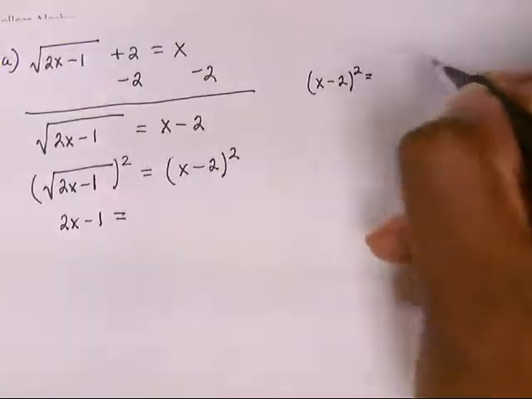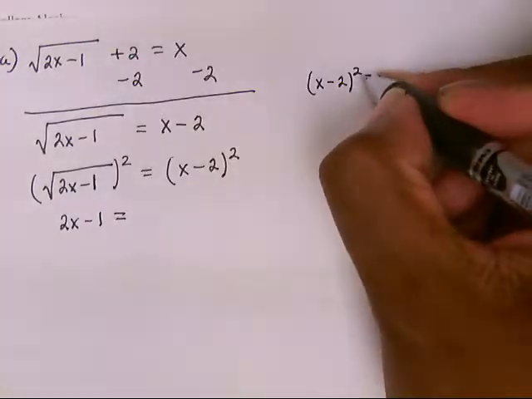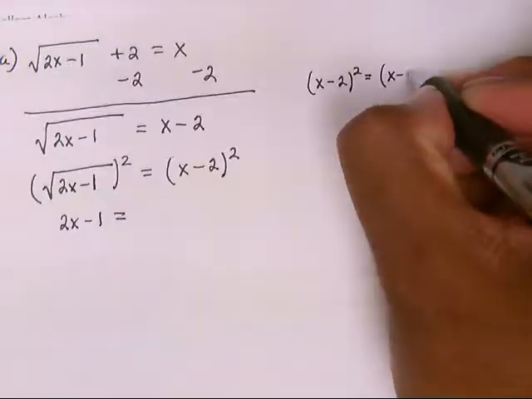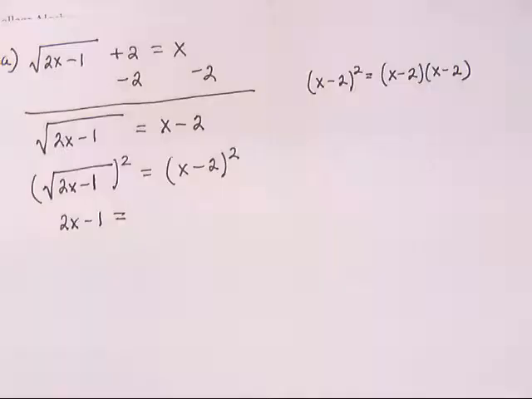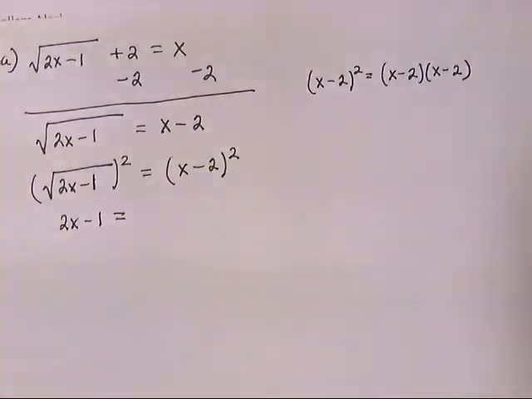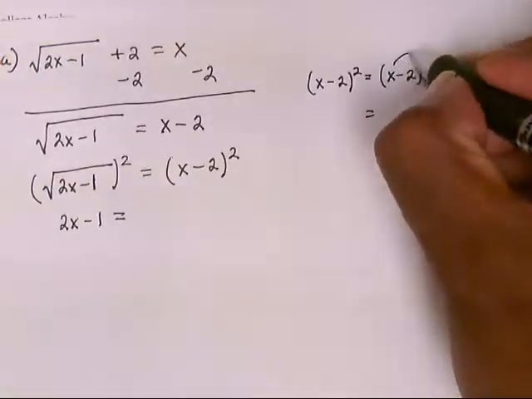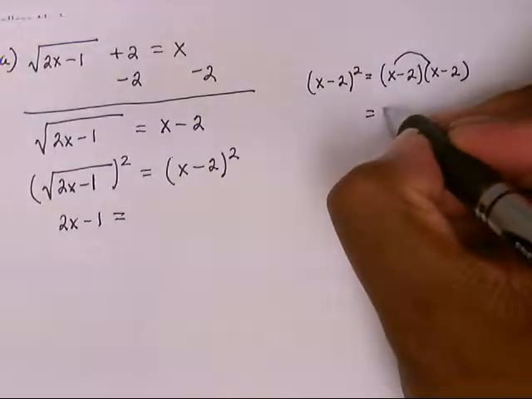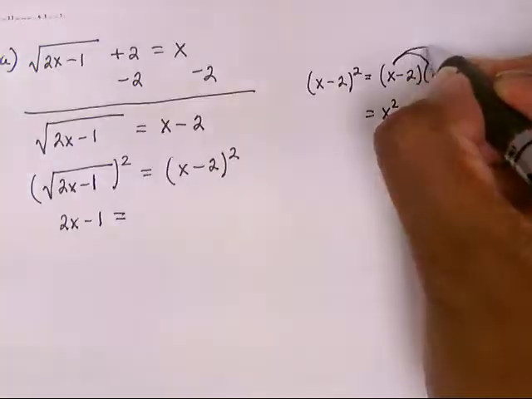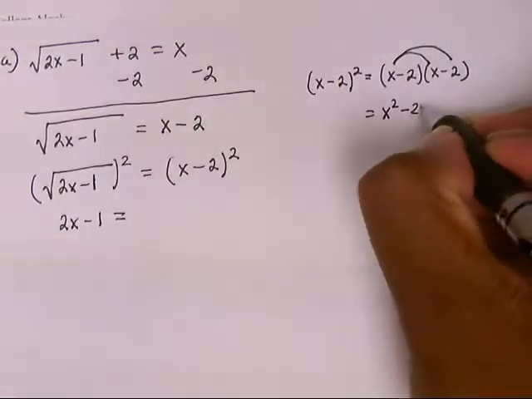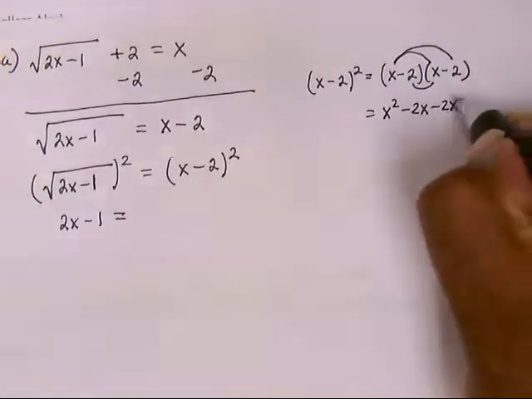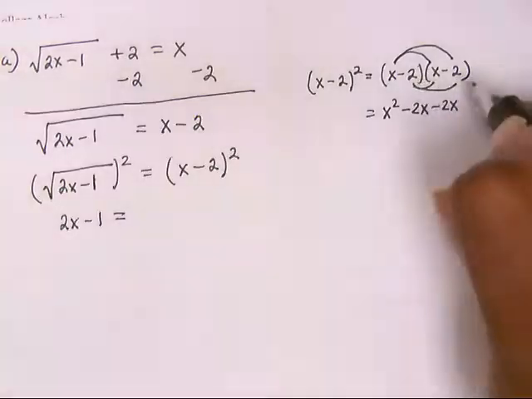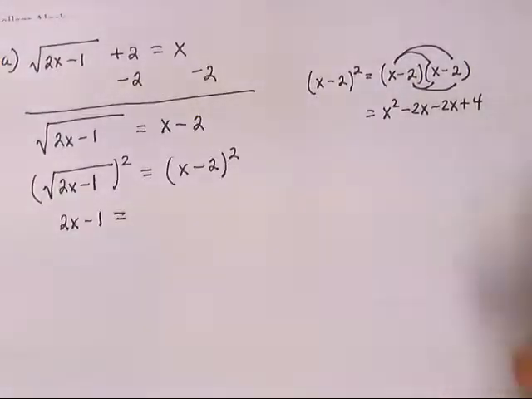what I'm going to do here, since x minus 2 is used as a factor twice, I'm going to write it out like this: x minus 2 times x minus 2. And then use the FOIL method. So in this case here, first times first, x times x, that's x squared. The outer, x times the minus 2 will be minus 2x. The inner, minus 2 times x will be minus 2x. And then the last times the last, minus 2 times the minus 2 will be a plus 4.